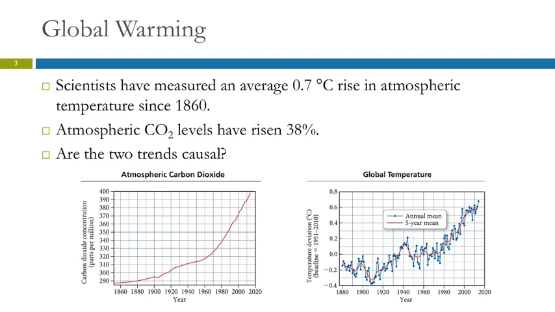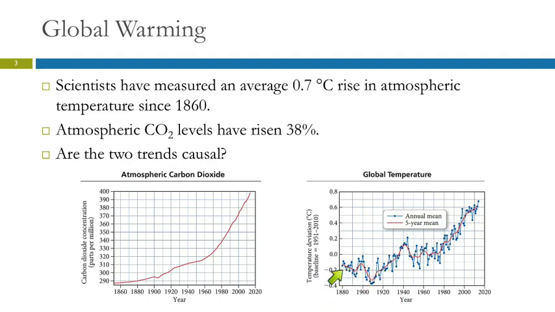So one of the greenhouse gases is carbon dioxide, and we've been measuring carbon dioxide for a long time now, and we have observed that there's an increase in atmospheric carbon dioxide concentrations. So from 290 parts per million up to about 400 parts per million. That's a big increase, 38%. We also see that average global temperatures have risen during that time as well.